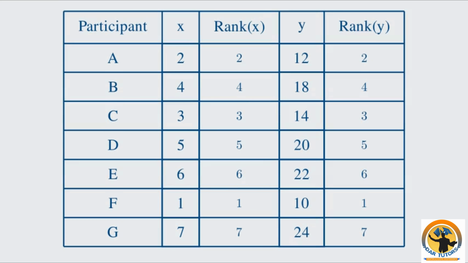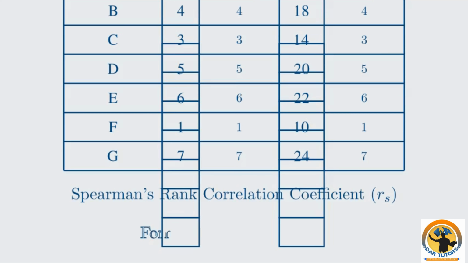Now that we have the ranks, calculating r_s is simply calculating Pearson's r_p on these new ranked variables. Many calculators can do this, but if we wanted to calculate it by hand, we would use a simpler formula. This is the formula for Spearman's rank correlation coefficient. Let's break down this formula. n is the number of data pairs, which is 7 in our case. d is the difference between the ranks for each participant, and Σd² means the sum of the squares of these differences.